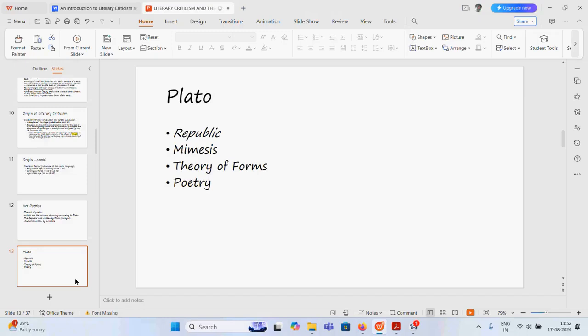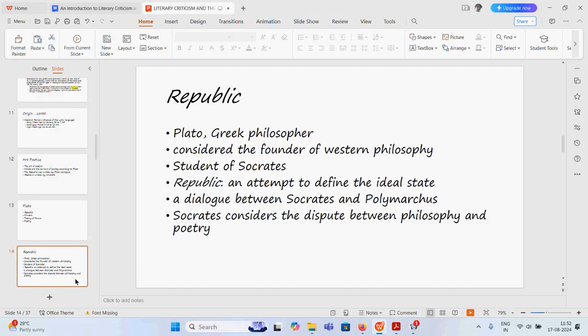In your syllabus, when we are talking about literary criticism and theory, we are focused on Plato. As I told you a little while ago, Plato wrote the Republic. He's famous for the concept of mimesis, for the theory of forms, and for his ideas on poetry.